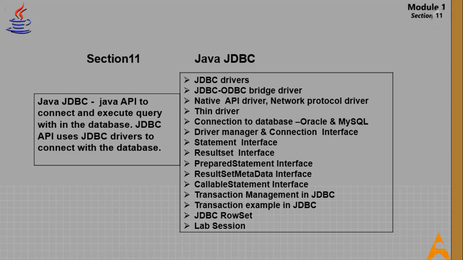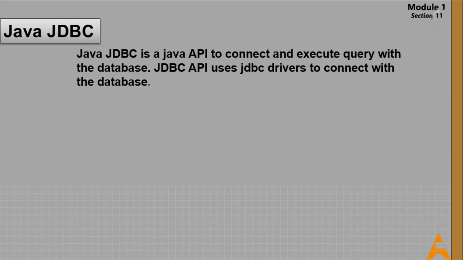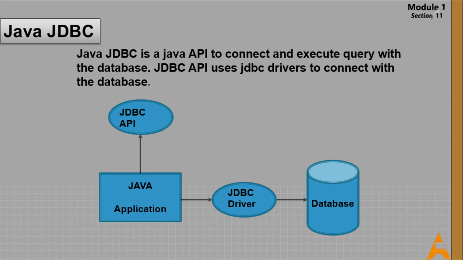Java JDBC is a Java API to connect and execute query with the database. JDBC API uses JDBC drivers to connect with the database. You can see the diagram that describes the JDBC API. Let's understand how JDBC works.